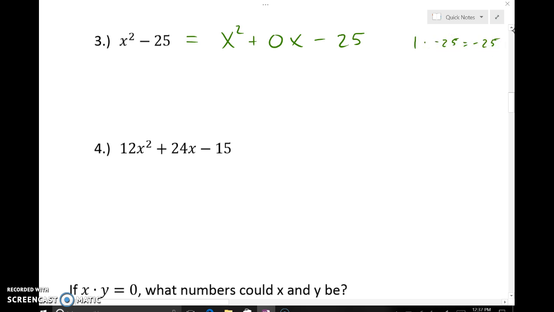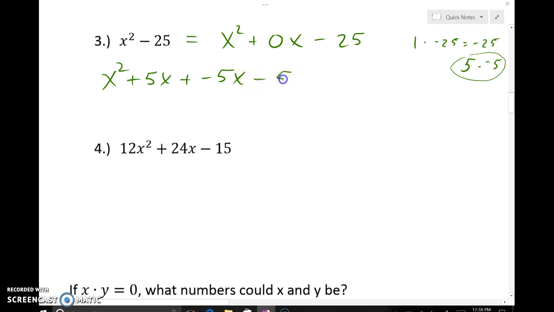Now I need the factors of negative 25 that when you add them together, you get 0. Well, gosh, when you add two things together to get 0, they must both be the same and different signs. Are there two numbers that I multiply by themselves to get negative 25? I think that's going to be 5 and negative 5. You could test all the different factors of 25 to find these out, but these are the ones that you need.